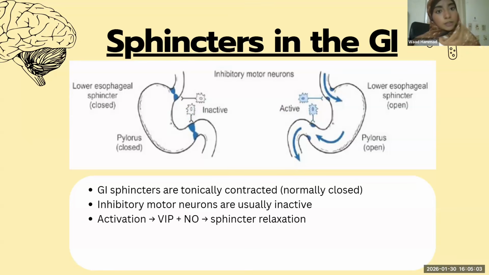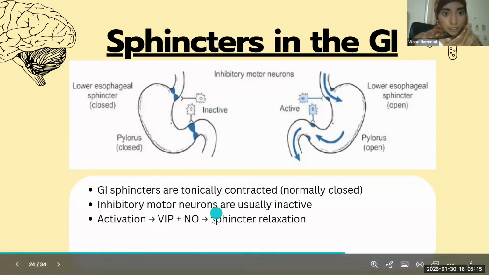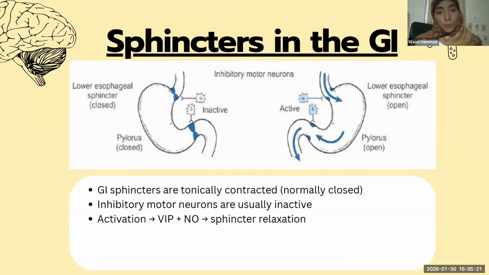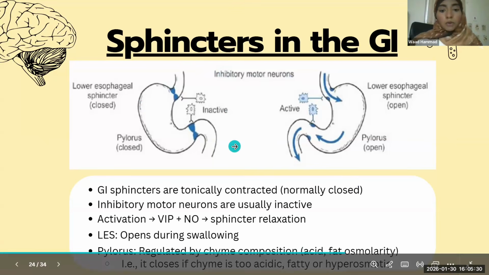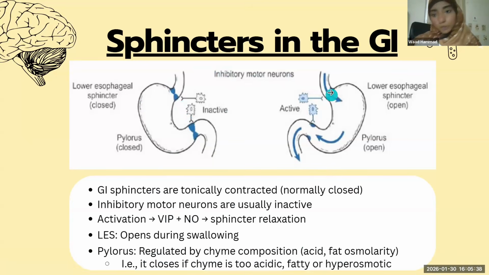However, when they are activated, for example, when we have something going through our esophagus and we want to open our lower esophageal sphincter so that the food can enter our stomach, our inhibitory motor neurons release VIP and nitric oxide. And these two act on our sphincters so that they open and relax so that food can go through. So again, when inhibitory motor neurons are activated, for example during swallowing, we have release of VIP or NO, nitric oxide, which relaxes our two sphincters, which you can see here. Here, VIP and nitric oxide are probably being released, and then they're open for anything to go through.